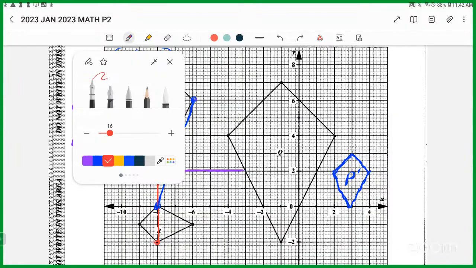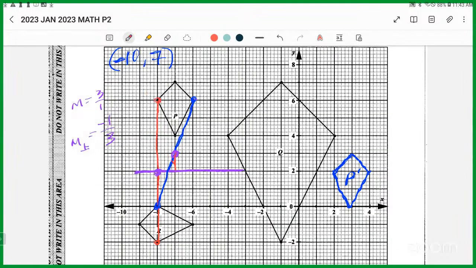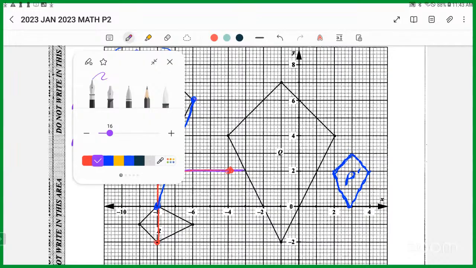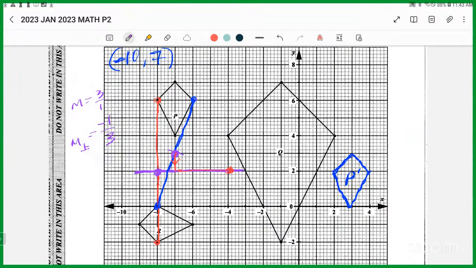Do it in red for you. Rise -1, which is come down 1, run 3. 1, 2, 3. So that's a point that is on this perpendicular from this point. So if I draw that perpendicular in purple, it will be coming through here.